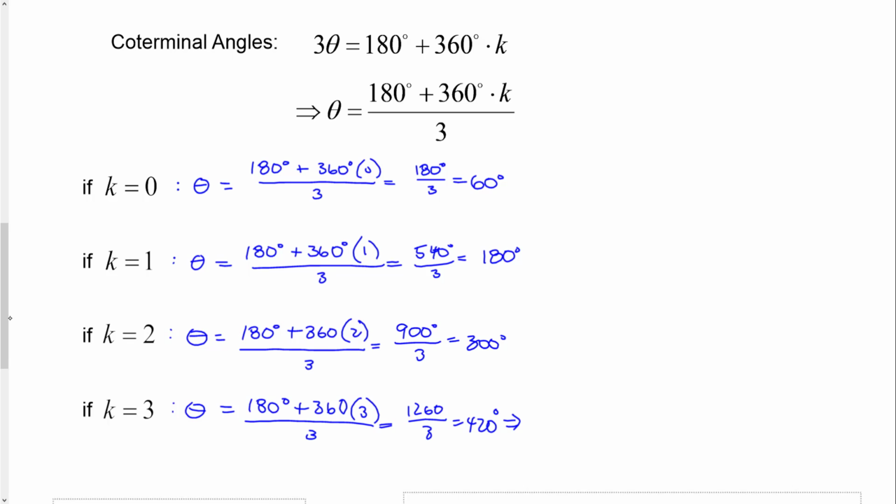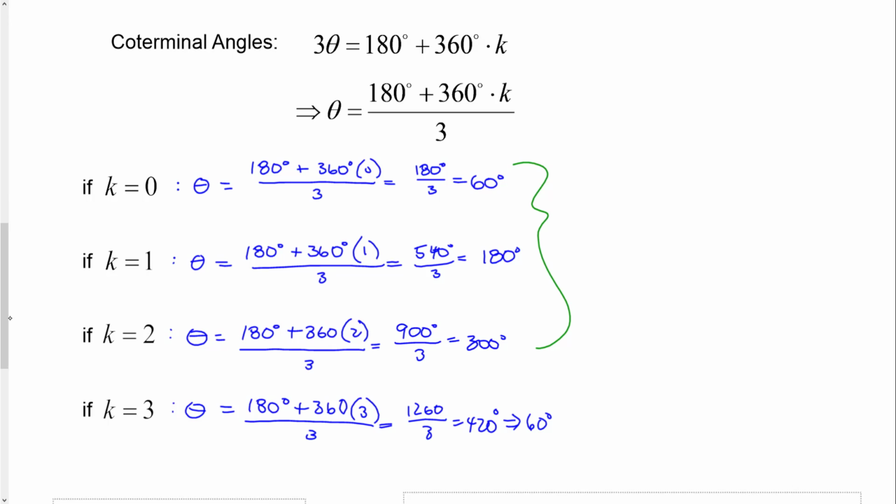But that's outside of the range of 360, so if I subtract 360 from that, I get 60 degrees again. So I don't get a new angle measure. It's already part of my solution set. And if I continued this process on, with k equals 4, 5, 6, and so forth, you'll see the pattern repeating: 60, 180, 300, 60, 180, 300. It would continue to repeat over and over. So the unique solutions here are 60, 180, and 300.